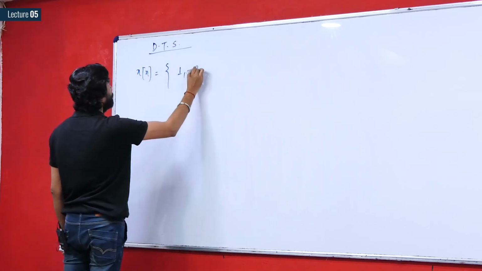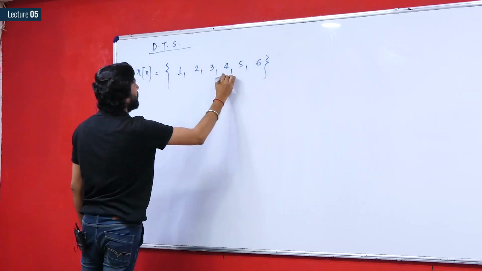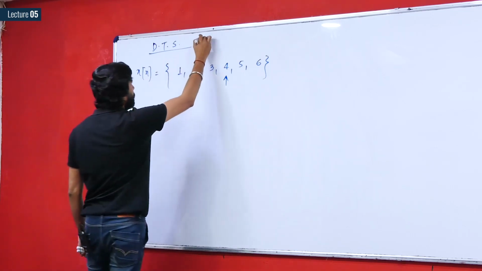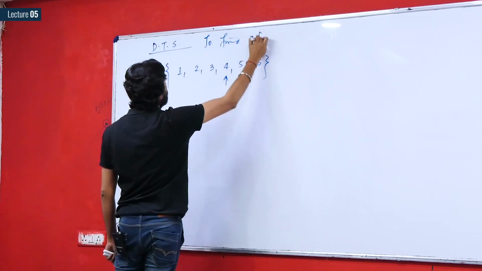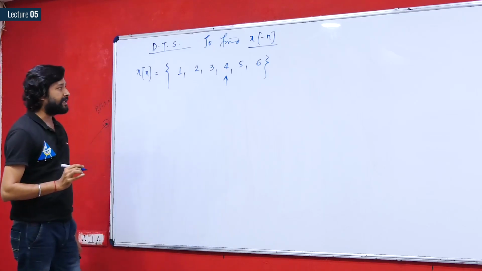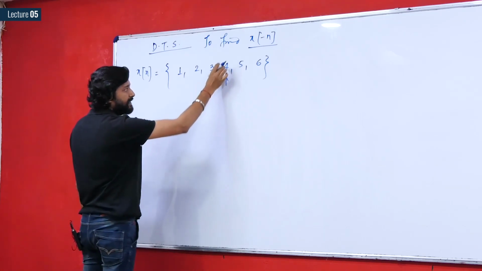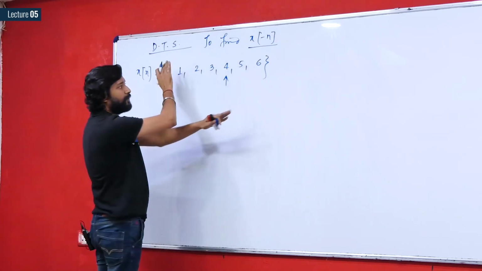So we are taking, let 1, 2, 3, 4, 5 and 6 with origin at 4. So it is your signal x of n, and we have to find, for this given signal x of n, x of minus n. Whenever you have to find minus n, then again we have to maintain the origin at the same value, because you are just going to fold the signal.